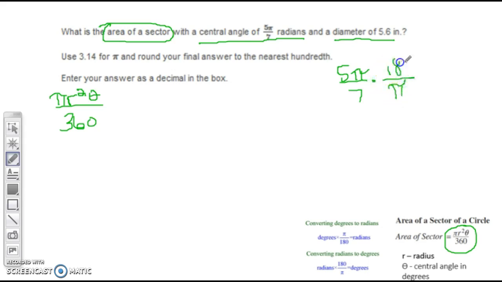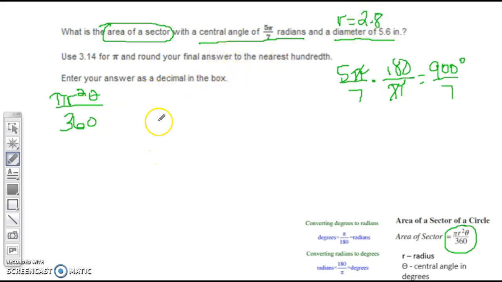I want my pi's to cancel, so I put the pi on the bottom. And then 5 times 180 divided by 7. Again, that's a really ugly number. So I'm not going to round it yet. I'm going to leave it as 900 over 7 degrees. It's about 129 degrees, but that's not exact. And then diameter, there's no place to plug in a D over here, so we need to change that to a radius. And we know to change a diameter to a radius, we divide it by 2.